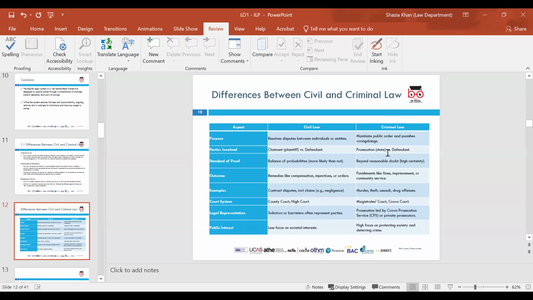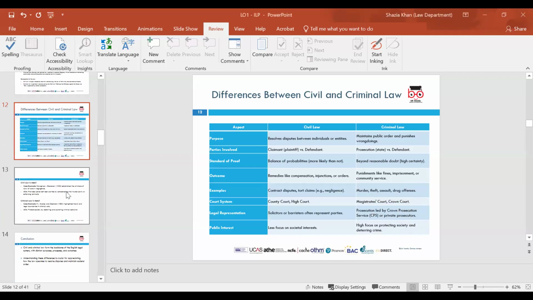And then in criminal law, you've got that it maintains public order, so it punishes people for what they're doing. If you pinch a bike or something, you are punished for that. There is prosecution, which is the state against the defendant, and the standard is beyond reasonable doubt here. The punishments are fines, imprisonment, or community service. Murder, theft, and drug offences are examples of criminal cases. It's at the Magistrates Court and the Crown Court, and the prosecution is held by the CPS. And the public interest is a high focus on protecting society and trying to prevent any sort of crime happening.